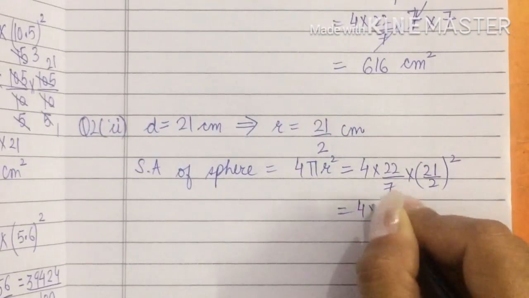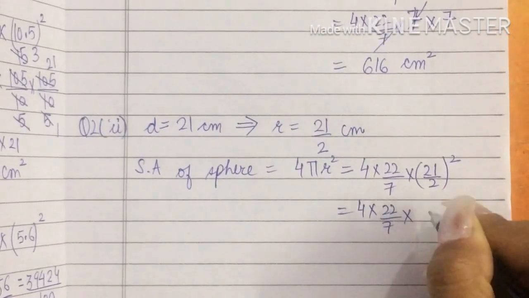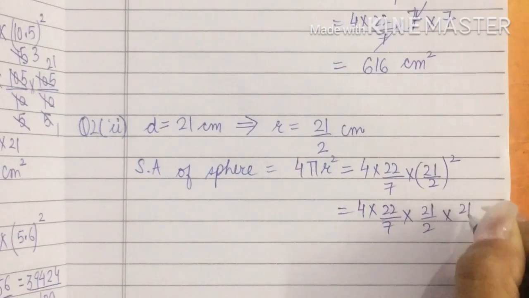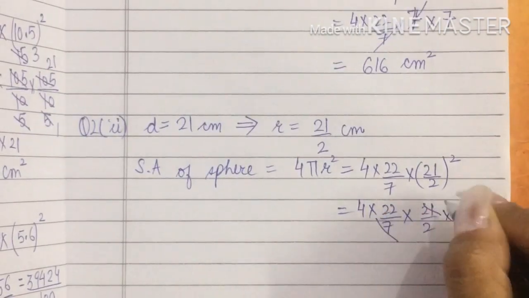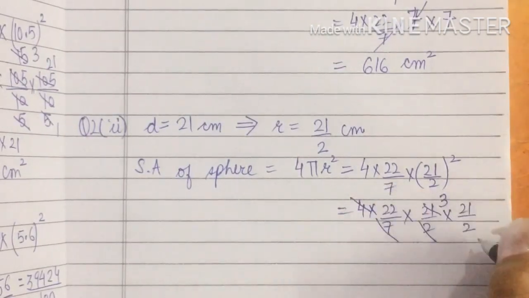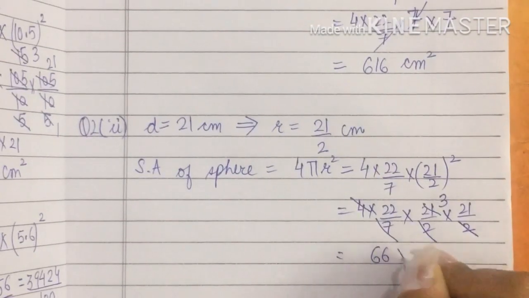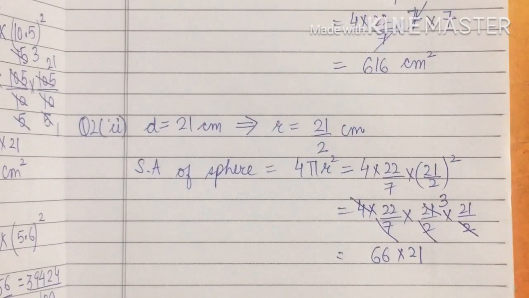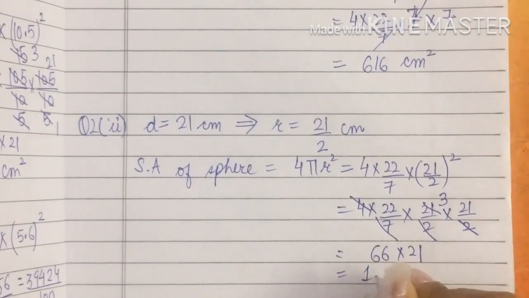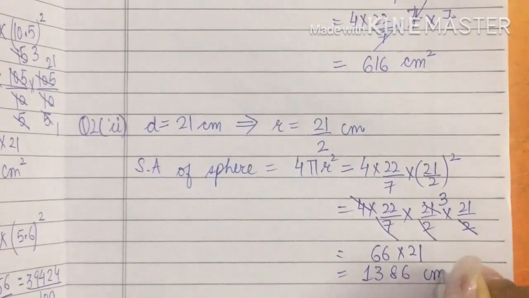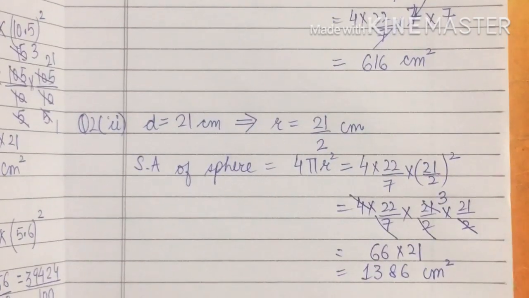So this is 4 into 22 by 7 into 21 by 2 into 21 by 2. Simplifying and cancelling, I am left with the answer, which comes out to be 1386 centimeter square.